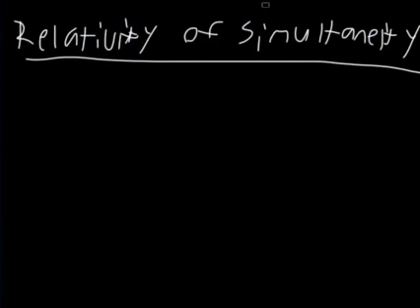I'm going to introduce you to the phenomenon known as relativity of simultaneity. This is a phenomenon that Einstein figured out by deriving it from the two principles of special theory of relativity, which state that the laws of physics are the same in every inertial reference system, and that the speed of light is always measured to be the same speed relative to every inertial reference system, no matter the speed of the observer or the speed of the source of the light.